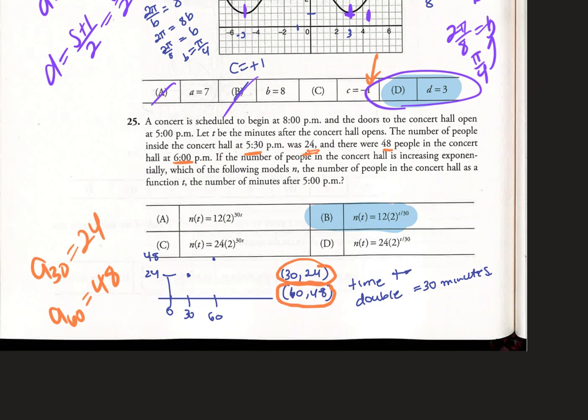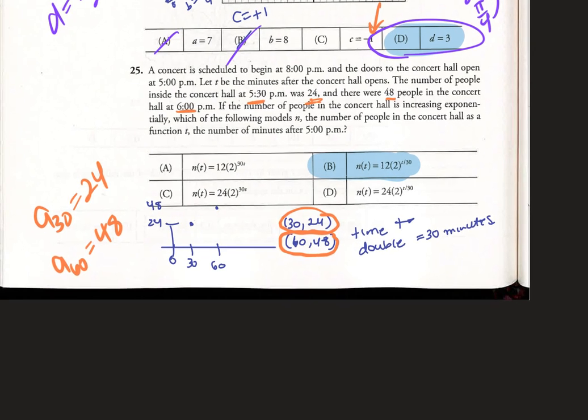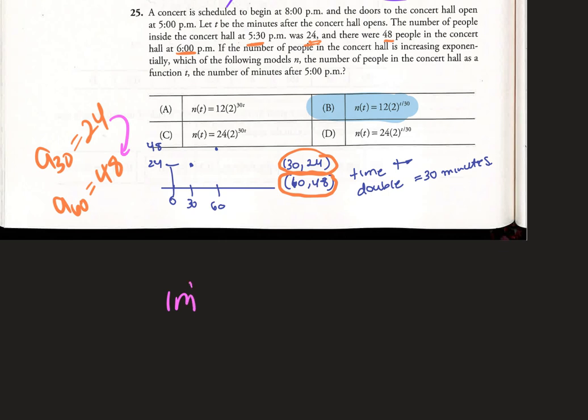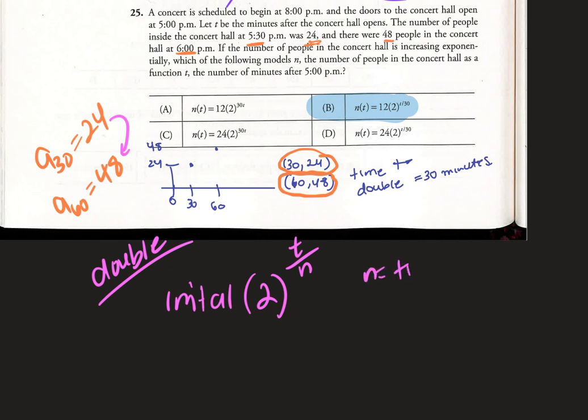The number of people in the concert hall is increasing exponentially. Which of the following models N, the number of people in the concert hall as a function of T, the number of minutes after 5 p.m.? So this doubled. 24 went to 48, which means it doubled. We talked about doubling time, right? It's initial times 2 raised to the time divided by n, where n equals the time it takes to double.